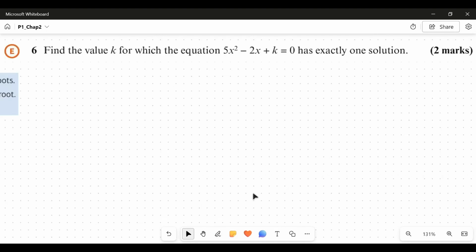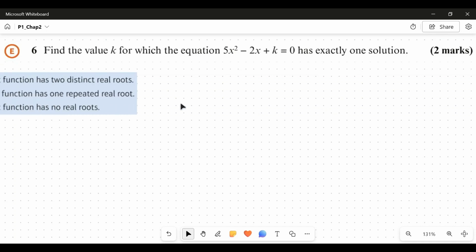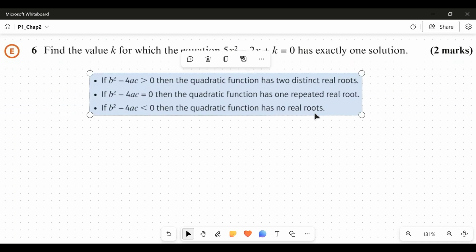This question is also related to finding roots. This question in particular asks us to find the value of k, where this equation right here has only one solution. So before we do that, we need to learn about discriminants. The discriminant is b squared minus 4ac. If we calculate that, and if it's greater than 0, then there are two distinct real roots, which means there are two answers. If it's equal to 0, there is one answer that repeats itself. And if it's less than 0, there are no roots, which means there is no solution.